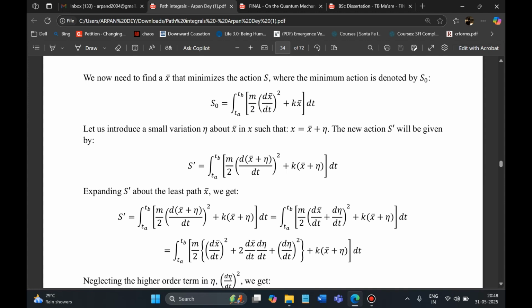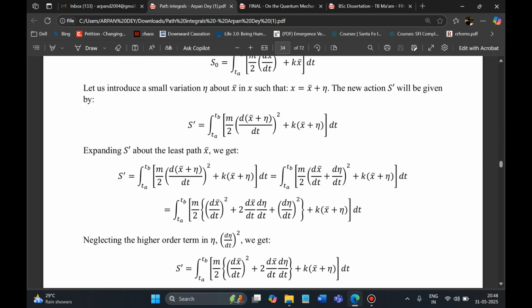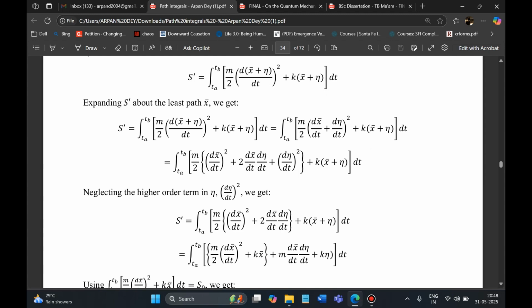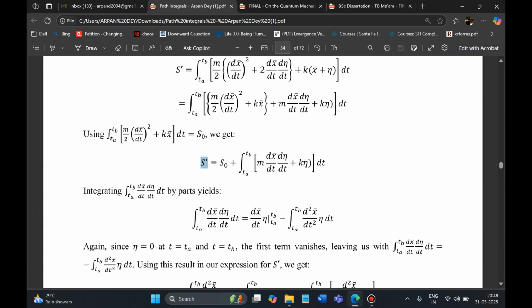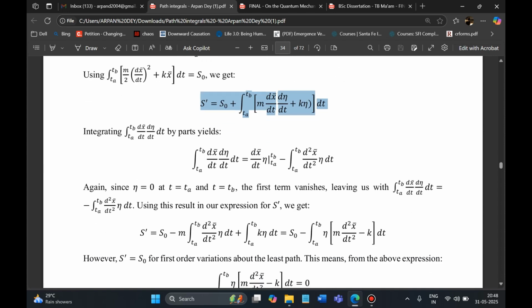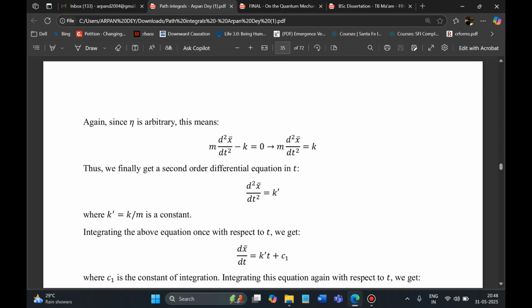And again, we'll be introducing a small variation eta about x bar, so that x is x bar plus eta, and we'll be following the same mathematical procedure that we did just now. But now we will be doing it with a slightly different goal in mind. Here also we can write the action S bar as S naught plus this and so on and so forth. Again we arrive at the same result.